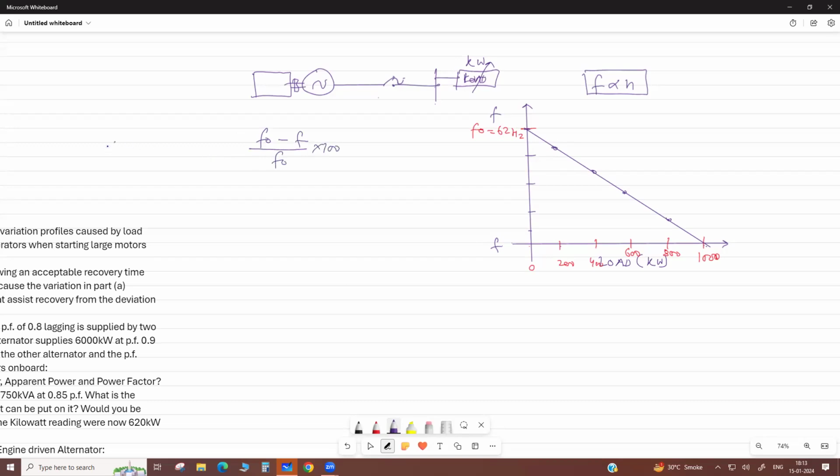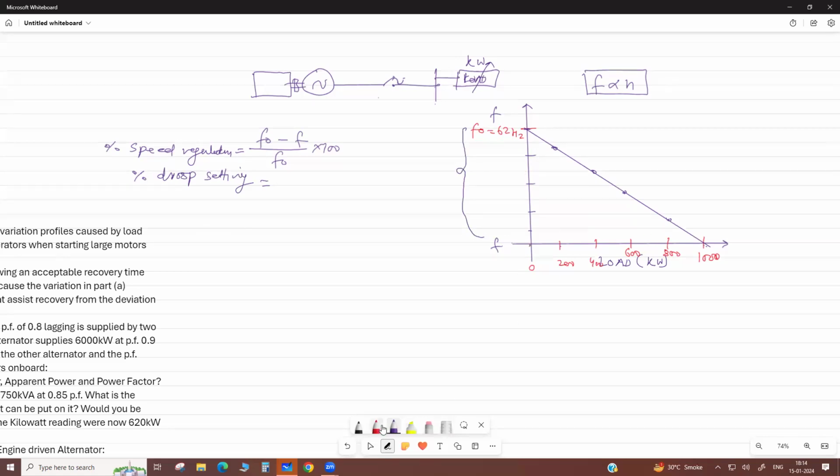This is called your percentage speed regulation, or this is called droop, percentage droop. Clear? Droop setting. Okay. This is called percentage droop. Clear? So it is a drop in frequency from no load to full load.